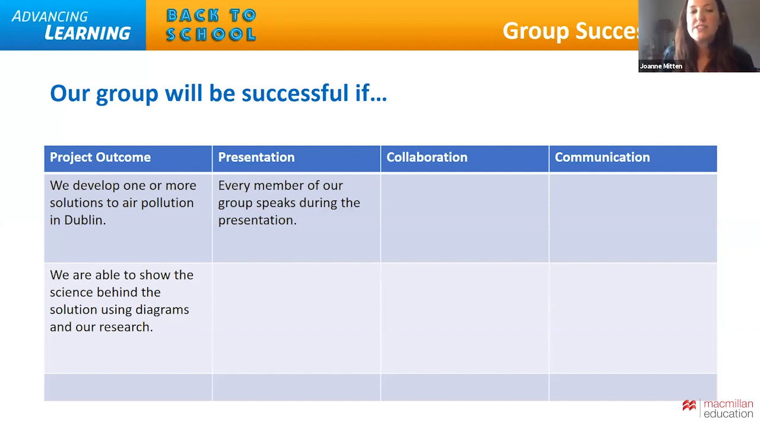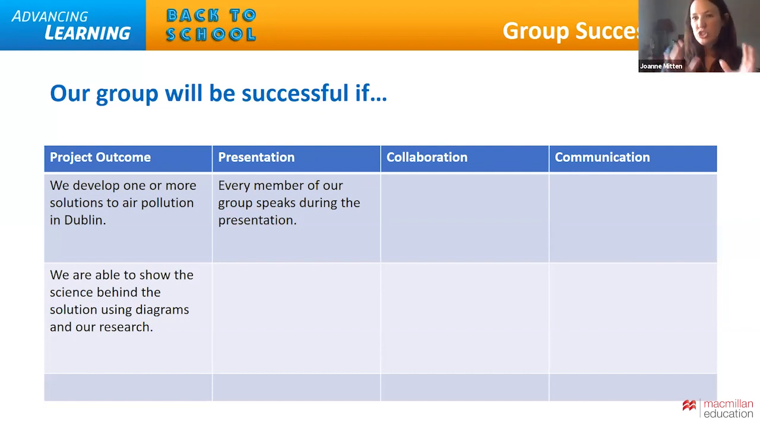So here's an example of a very simple grid that you can give students. They're going to think about their success criteria regarding the project outcome, regarding the presentation, and then I've chosen 2 skills, collaboration and communication. But you as a teacher, you know your group, you know what skills you want to assess them on. What I would say at the beginning is don't give them a big grid with every single 21st century skill on it, because it'll cause confusion for everybody. It will be far too much and it's a little bit daunting.